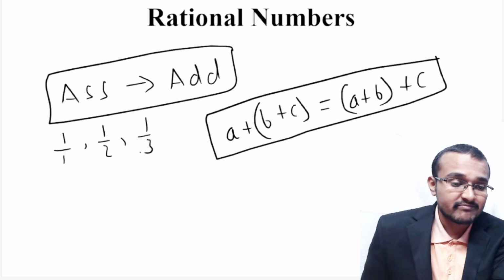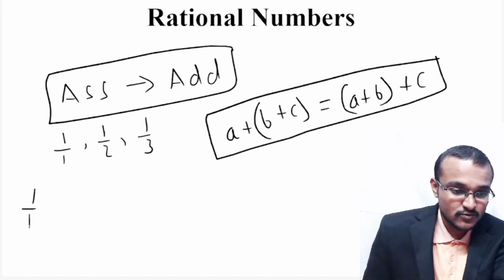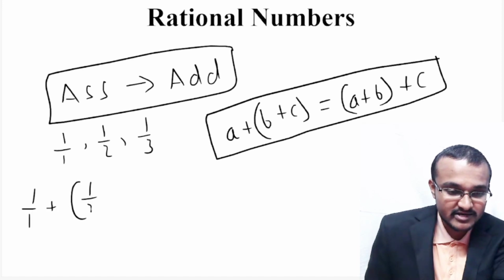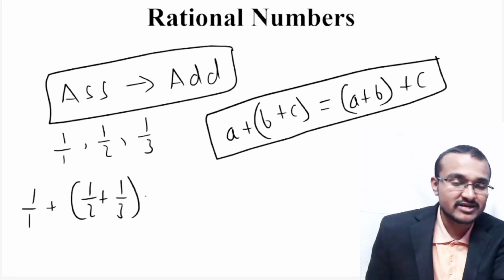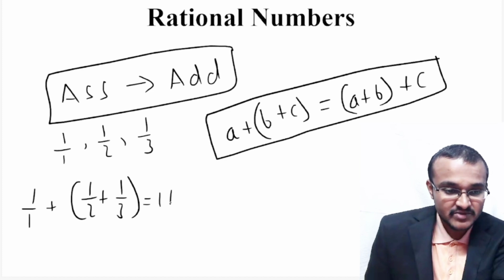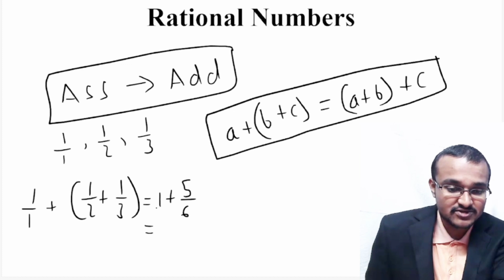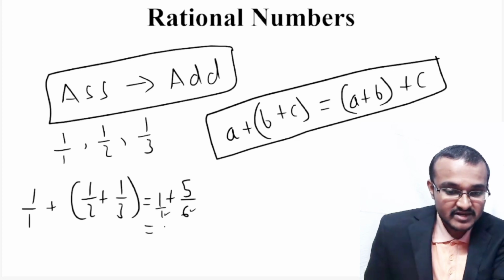So 1 by 1, 1 by 2, 1 by 3 are three rational numbers. So 1 by 1 plus (1 by 2 plus 1 by 3) should be solved. So when you solve 1 by 2 plus 1 by 3, you will get 5 by 6 as the answer. So 1 plus 5 by 6 you will get as the answer. So when you solve 1 plus 5 by 6, again you should consider this as 1 by 1. So here you should take the LCM of 1 and 6, that is the denominator. So the LCM will be 6. So after solving this, you will actually get 6 plus 5 divided by 6. So 6 plus 5 divided by 6 will be 11 by 6.